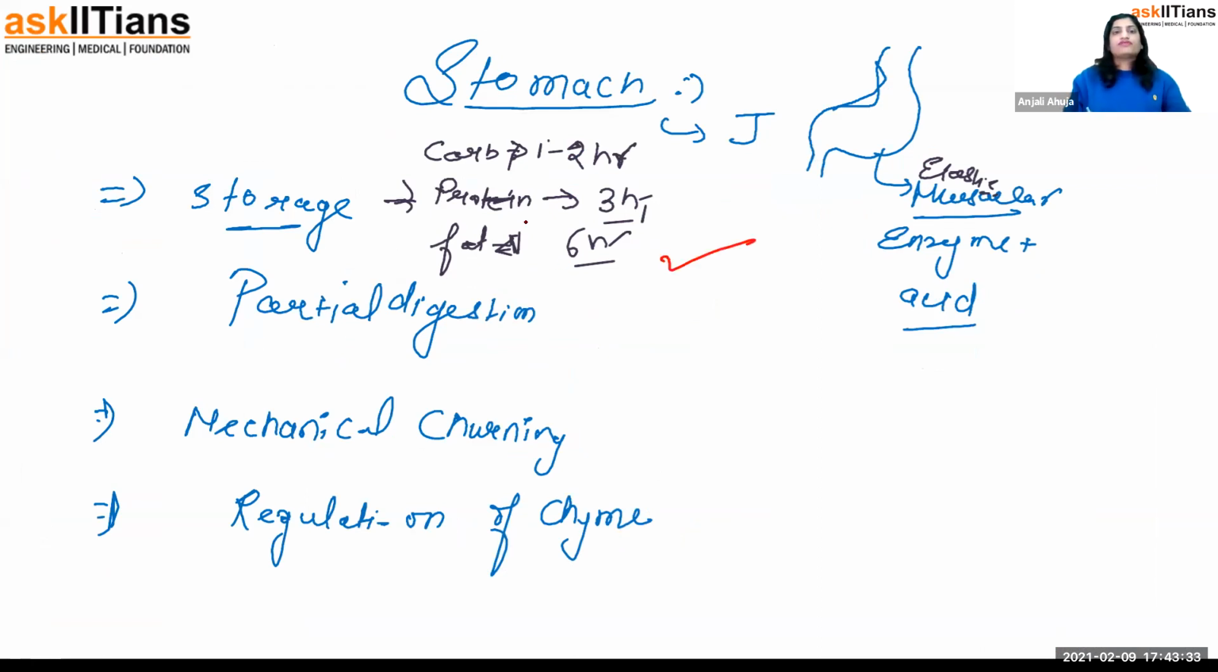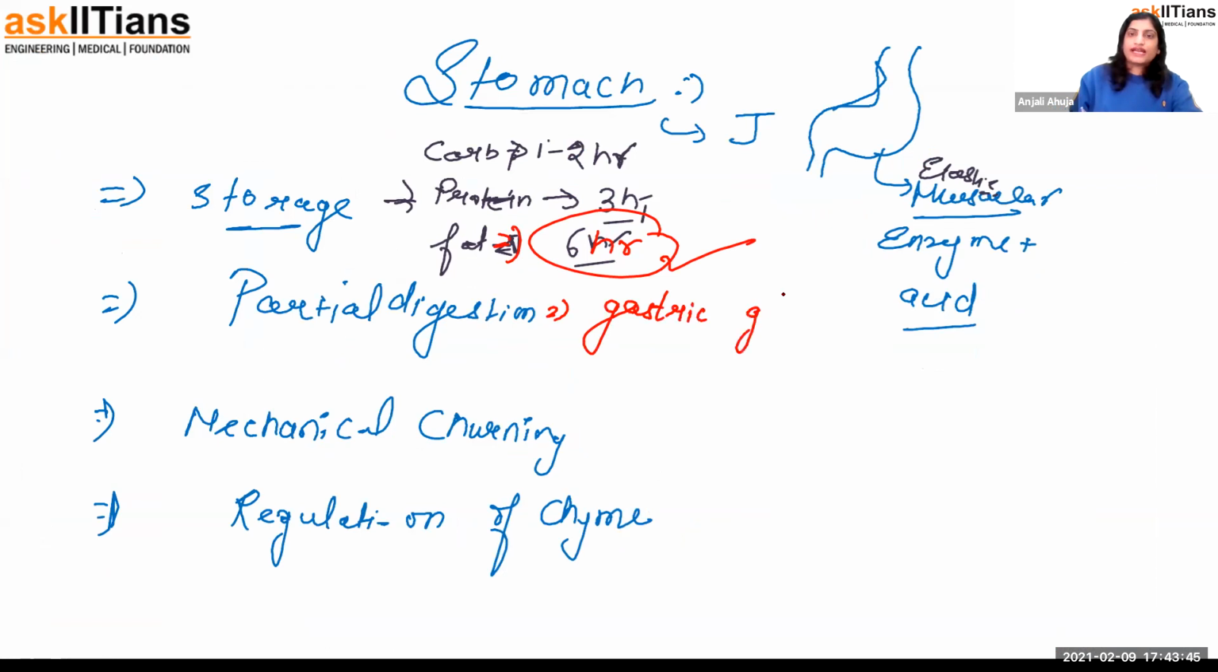Yeah. So fat can stay for maximum time. It can stay for 6 hours in the stomach. Now partial digestion happens because of the glands that secrete what we call gastric juices. So there are gastric glands present. Wherever you see the word gastric, that means they're talking about the stomach. So gastric juices are secreted, which include enzymes and acid that help in digestion.